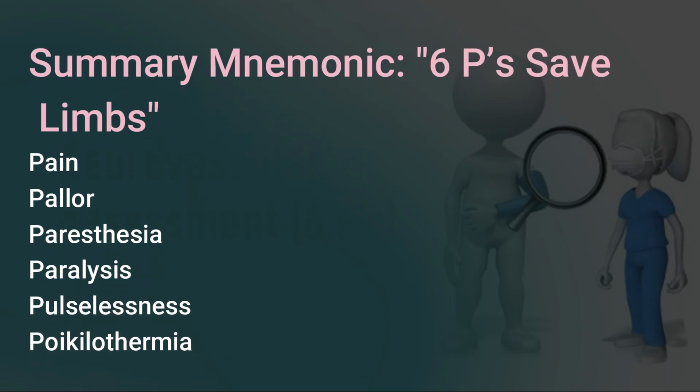Summary mnemonic: 6 Ps save limbs. Pain. Pallor. Paresthesia. Paralysis. Pulselessness. Poikilothermia.